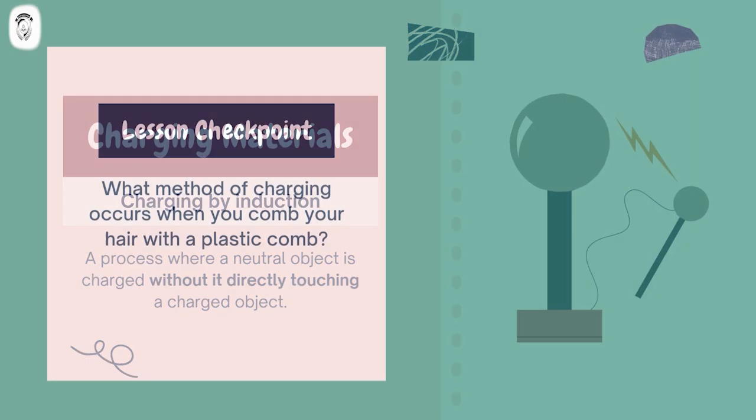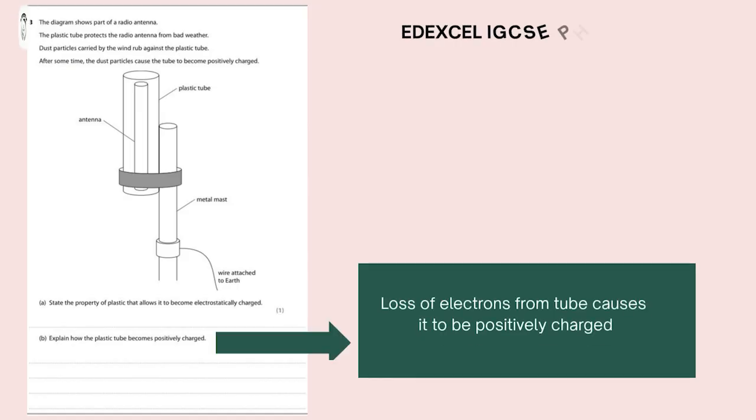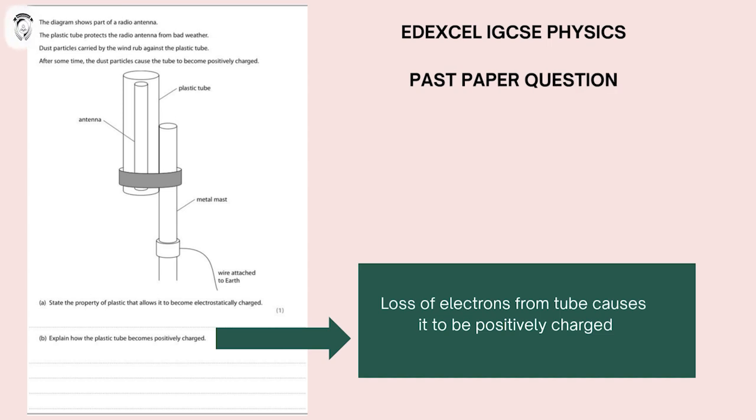So here is a question for you: what type of charging is it when you are combing your hair? This is a very important question which comes up in the GCSE and IGCSE exams, and you can see one here. I have taken an example from an Edexcel IGCSE physics past paper, and the question says: explain how the plastic tube becomes positively charged. You know that it becomes positively charged because it is losing electrons from the tube, and this is an exact example from an Edexcel past paper question.